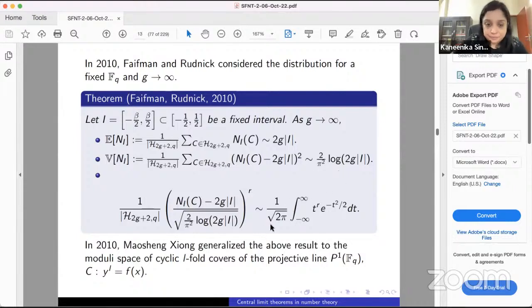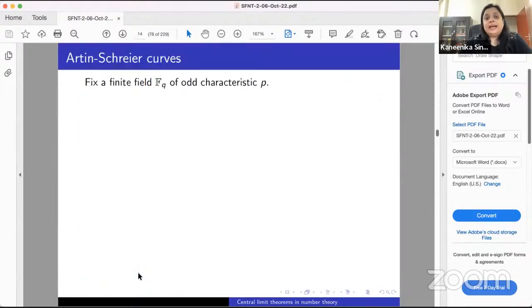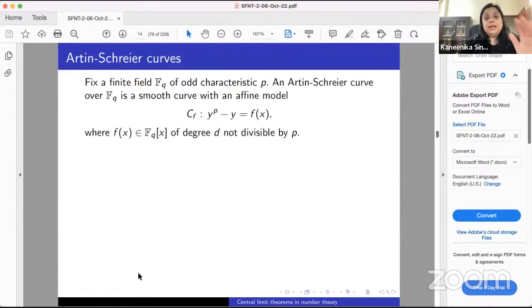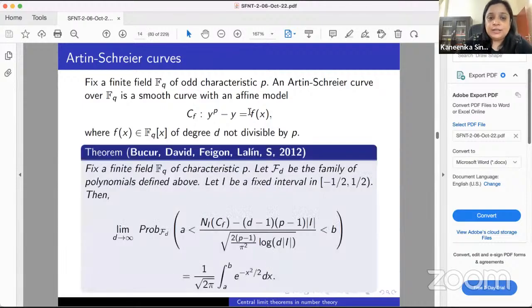Mao-Sheng Xiong, in the same year, generalized the theorem of Faifman and Rudnick to another type of family, which I had also mentioned before, families of curves of the form y to the L equals f of x. A similar kind of theorem can also be obtained for the other family that I had mentioned to you, namely the Artin-Schreier curves. These are defined in terms of the equation y to the p minus y equals f of x. As f varies over certain conditions, we have our appropriate family of Artin-Schreier curves. And we have an analog of the central limit theorem for zeta zeros for hyperelliptic curves and the L-fold covers for these families of curves as well. This is joint work with Alina Bucur, Chantal David, Brooke Feigon, and Matilde Lalín.